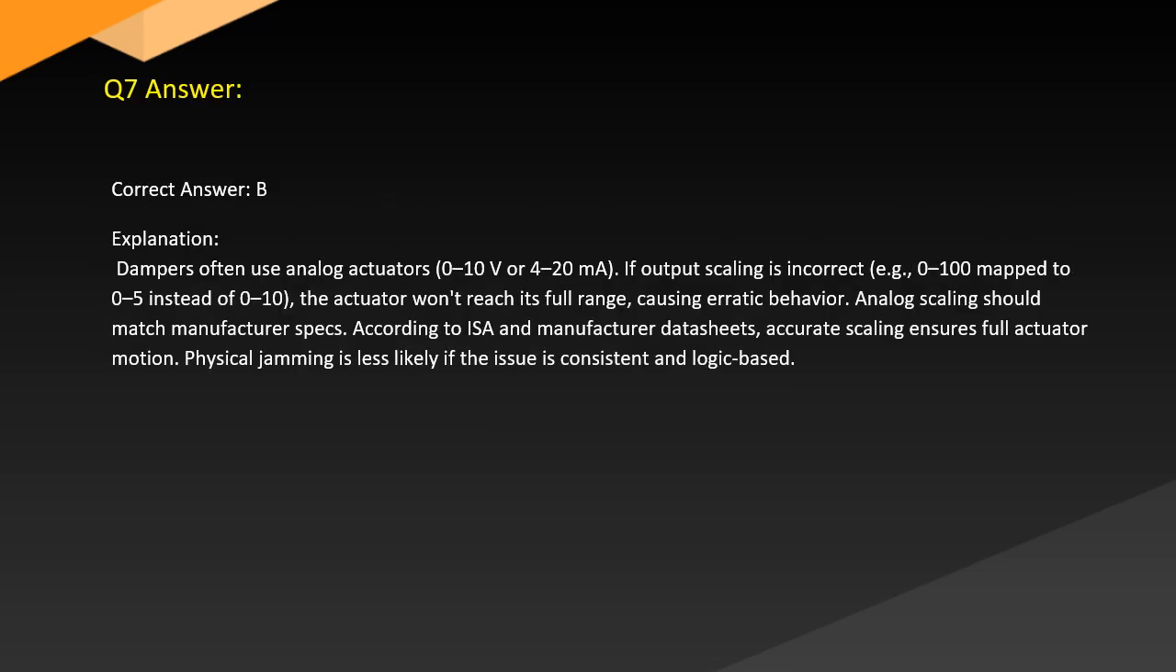Answer. Correct answer: B. Explanation. Dampers often use analog actuators, 0-10V or 4-20mA. If output scaling is incorrect, e.g., 0-100 mapped to 0-5V instead of 0-10V, the actuator won't reach its full range, causing erratic behavior. Analog scaling should match manufacturer specs. According to ISA and manufacturer datasheets, accurate scaling ensures full actuator motion. Physical jamming is less likely if the issue is consistent and logic-based.